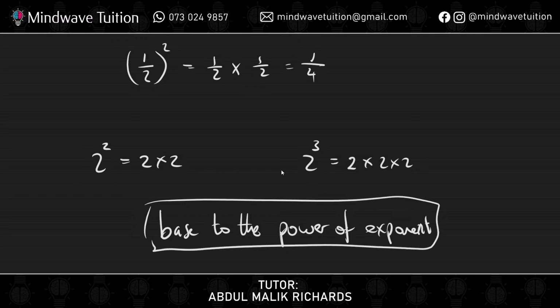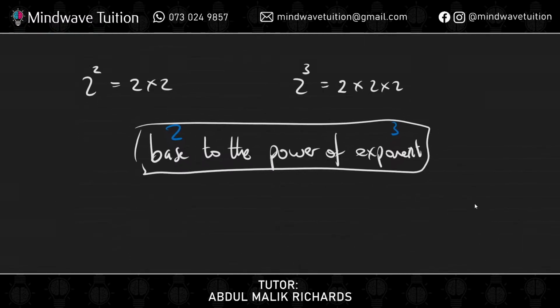In this case here, it's 2 to the power of, and your exponent. So 2 to the power of 3, or 5 to the power of whatever the case may be. So to learn the proper terminology, it is your base to the power of exponent.